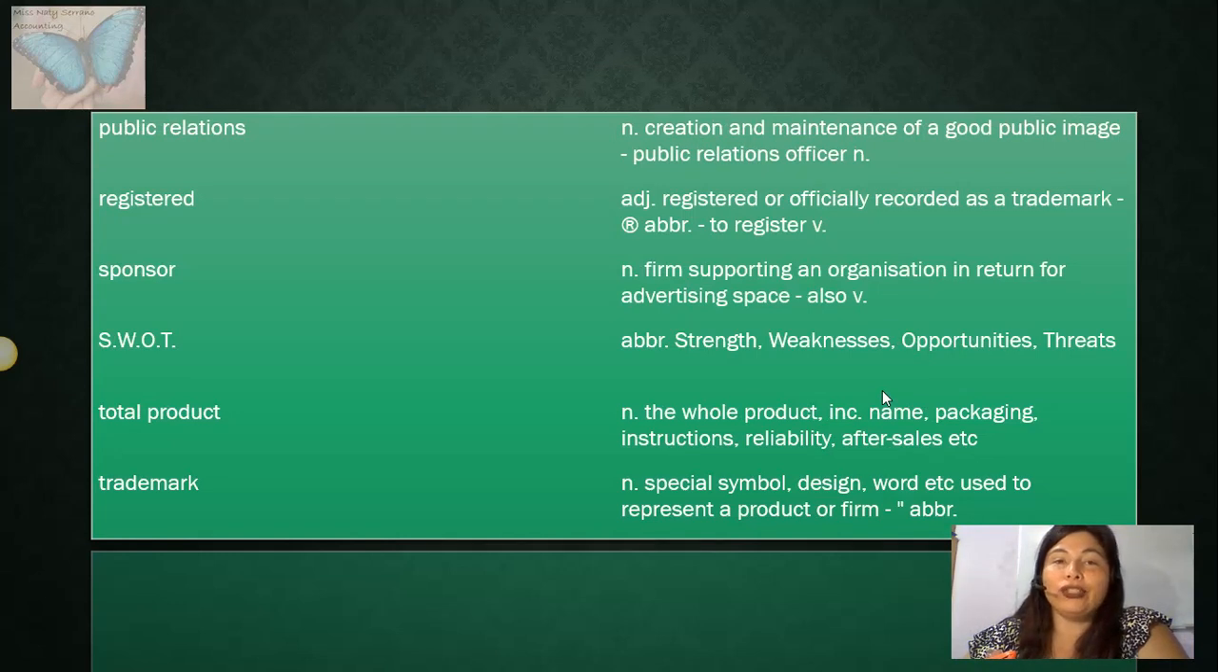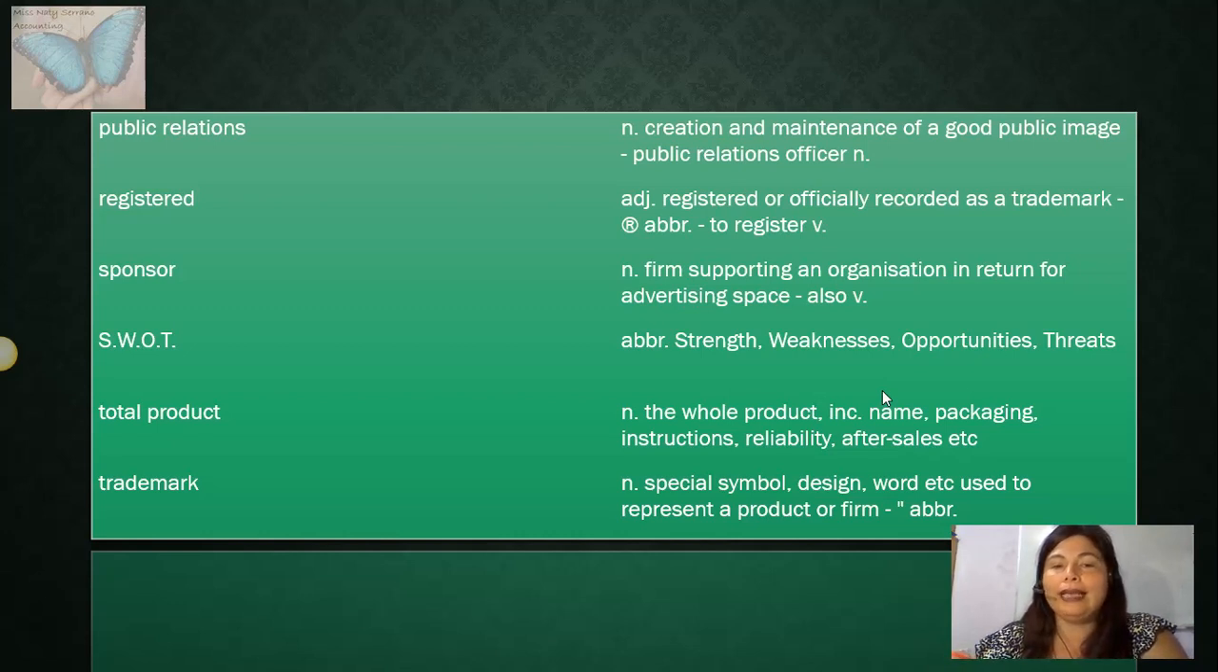Registered, it's an adjective, registered or officially recorded as a trademark. Sponsor is a noun, the firm supporting an organization in return for advertising space. SWOT, the SWOT. That's when you make like a chart with the strengths, weaknesses, opportunities, and threats that a certain product, company, even yourself may have. So you visualize all these four. Two of those are positive, two of them are challenges you need to improve.